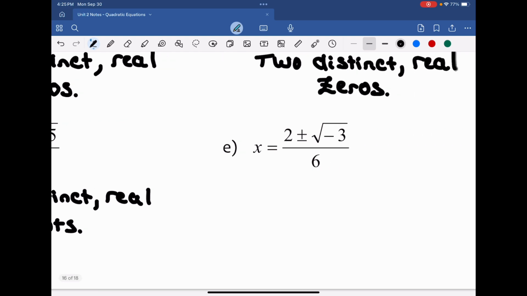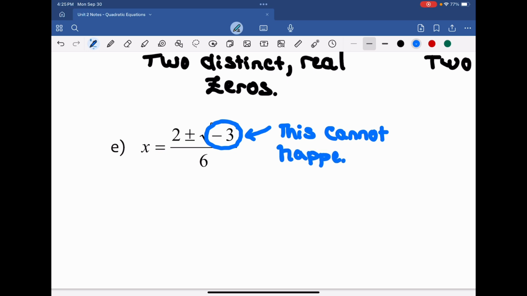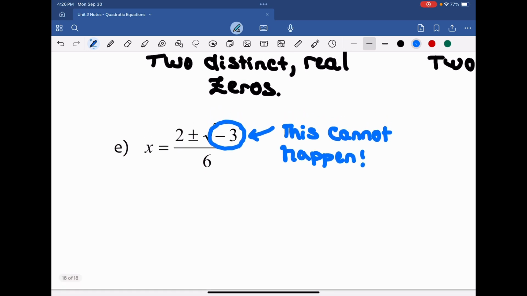Awesome. Lastly, we go into part E. Part E, you need to be aware of something. If I take the square root of a negative value, aka our discriminant, the part that's under the radical is negative, that means that this leads to non-real solutions. This cannot happen, at least for now. If we take a square root of a negative value, this means that there are no real solutions or no real zeros, which is another way of saying there are no solutions.